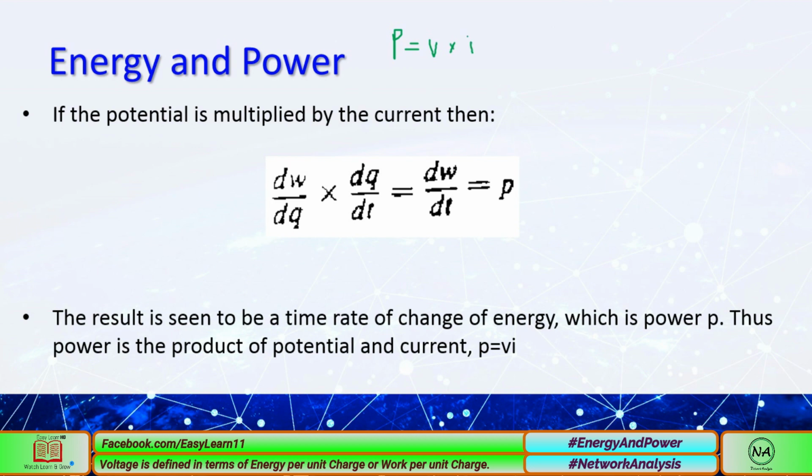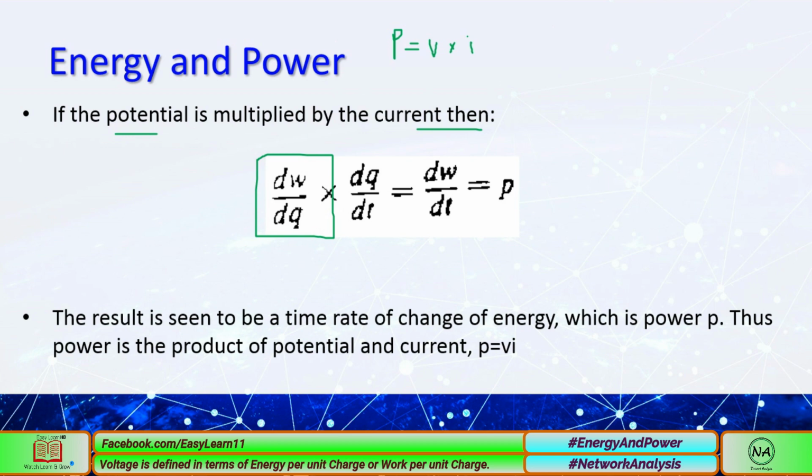Potential or voltage, same thing. If the potential is multiplied with the current, it means that power is equal to voltage multiplied by current. In other words, in networking language, we are going to define this as voltage. Right now we define the voltage as work done per unit charge.